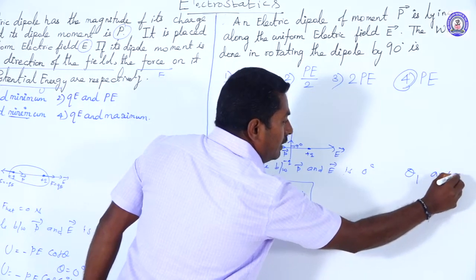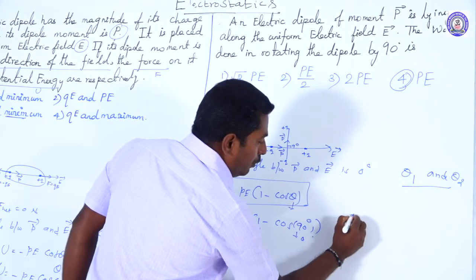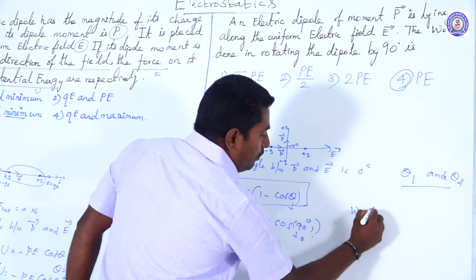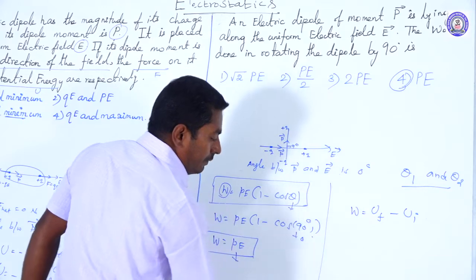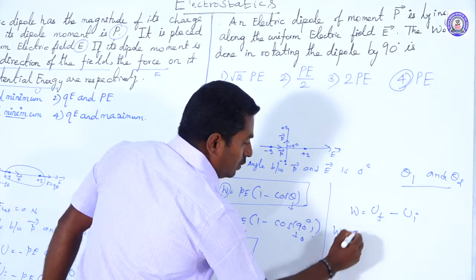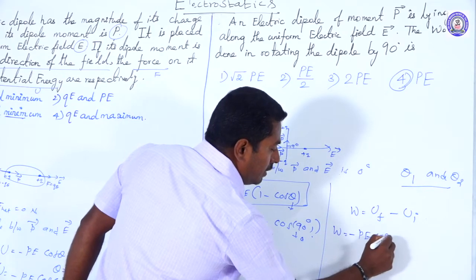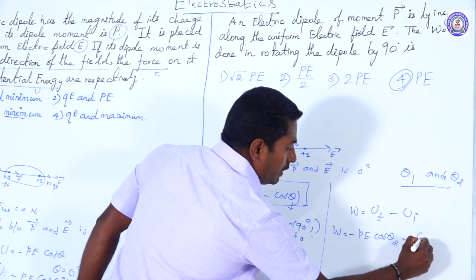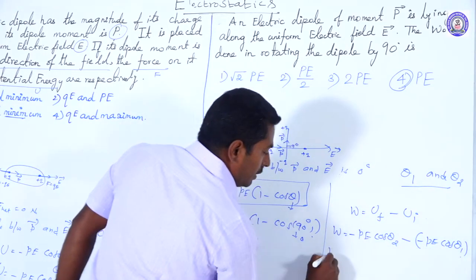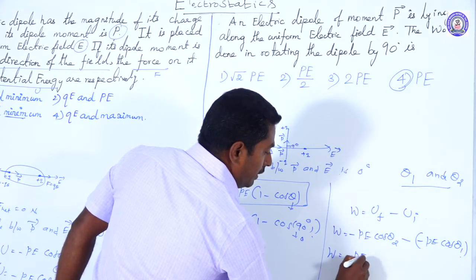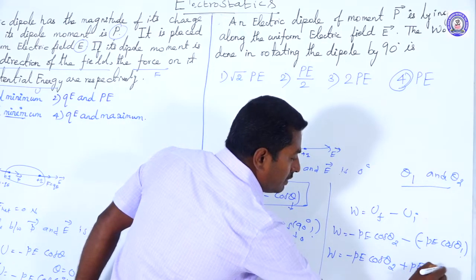Now the work done in rotating the electric dipole from an initial position at angle theta 1 to a final position at angle theta 2. W is equal to final potential energy minus initial potential energy. So W is equal to final potential energy, minus pE cos theta 2, minus initial potential energy, minus pE cos theta 1. Then W is equal to minus pE cos theta 2 plus pE cos theta 1.